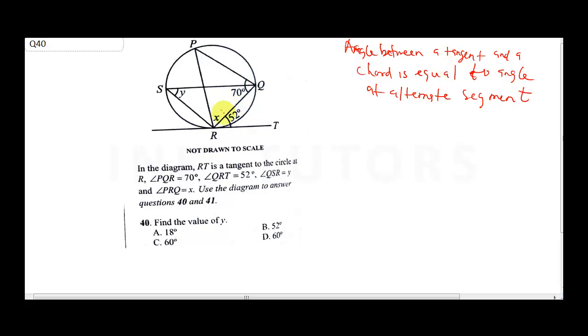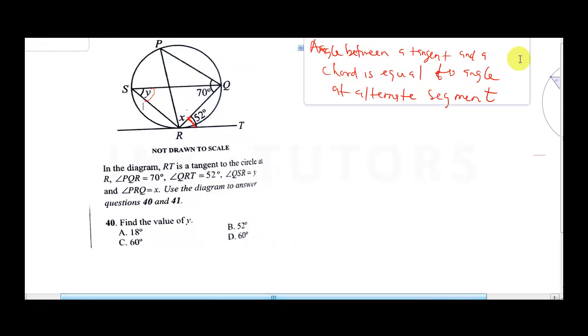First of all, look at this angle 52. This line is called a chord, and this is a tangent. So this angle is given as 52. Now, this angle is equal to the angle at the alternate segment. The alternate segment is actually this one. So that means our 52 is equal to Y. If you don't really understand that, I'm going to use a diagram to explain that better.